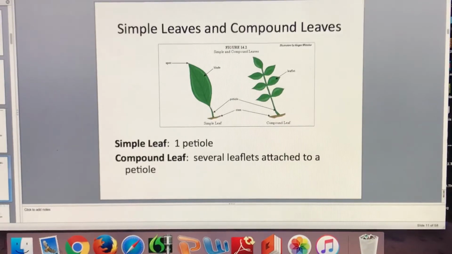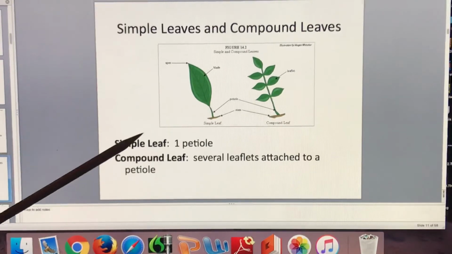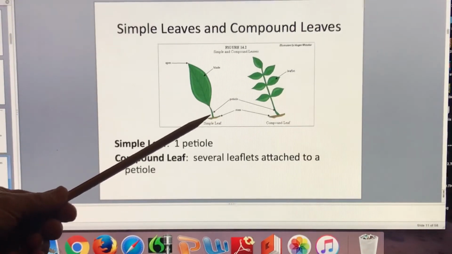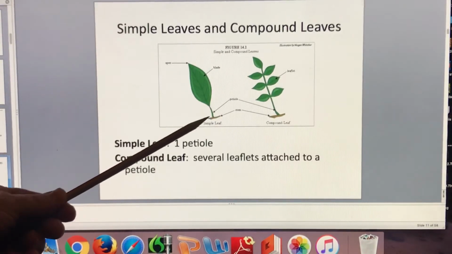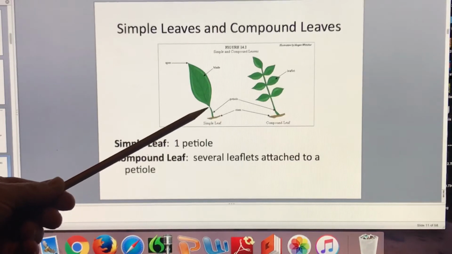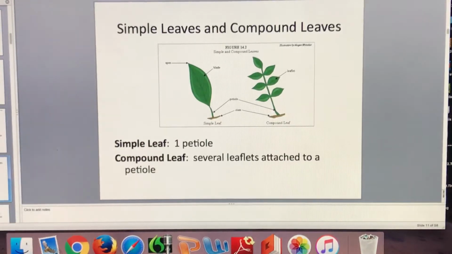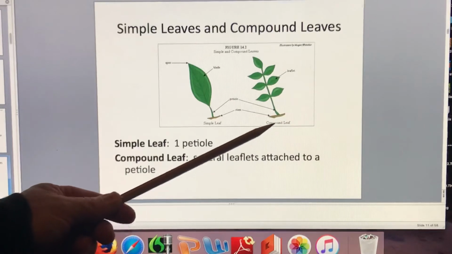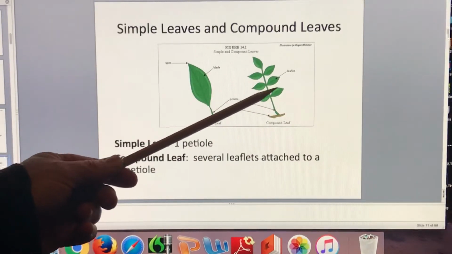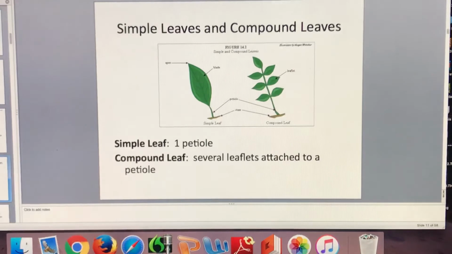Then we can break down leaves into different categories. If you have a simple leaf, it has only one petiole attached to a stem. So if the stem of the plant's coming up this way, a simple leaf would have one petiole and then one leaf blade attached to that. If you have a compound leaf, then you have the stem here, and then you have a petiole branching off this way, and then you have numerous leaflets branching off of one petiole, and that would be considered a compound leaf.